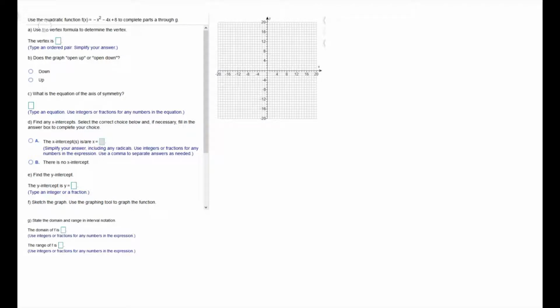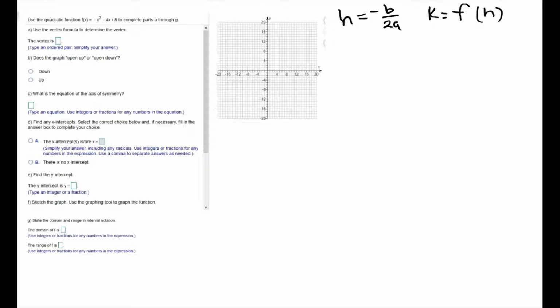This example says use the quadratic function negative x squared minus 4x plus 8 to complete parts A through G. Part A. Use the vertex formula to determine the vertex. The vertex formula is h equals negative b over 2a, and k is f of h. That's how we're going to find the vertex, h, k.